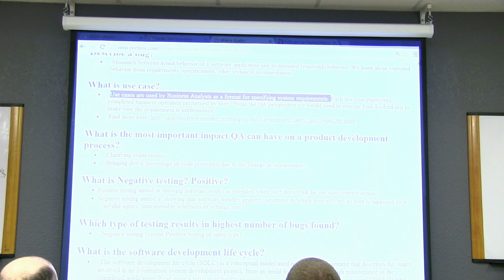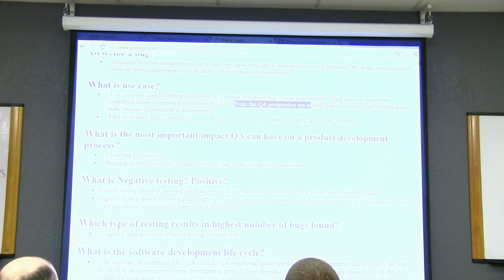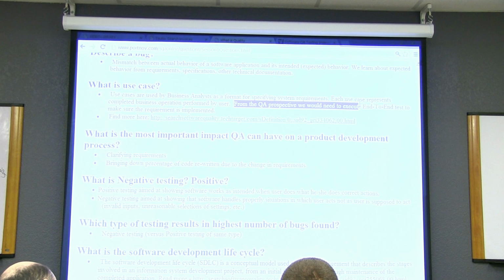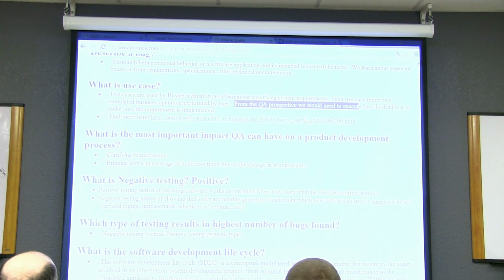It says here, from QA perspective, we would need to execute end-to-end test. End-to-end test is a completed kind of big test from business perspective. And if you have use case, you say, hey, I can run it. Let's go through that use case from QA perspective. And that is a perfect end-to-end test. Not feature by feature. It's a business kind of task. That is all you have to know about use case.